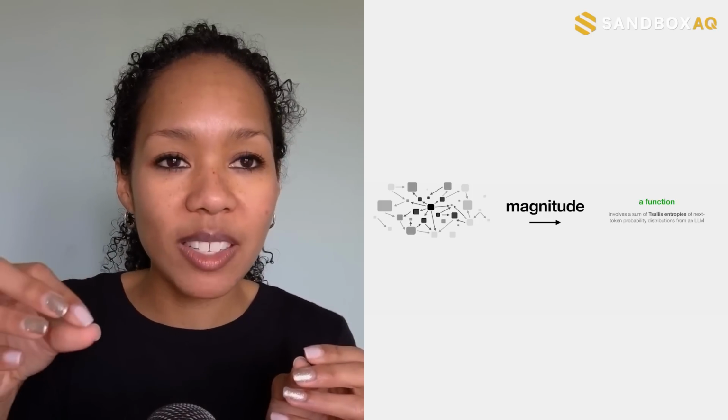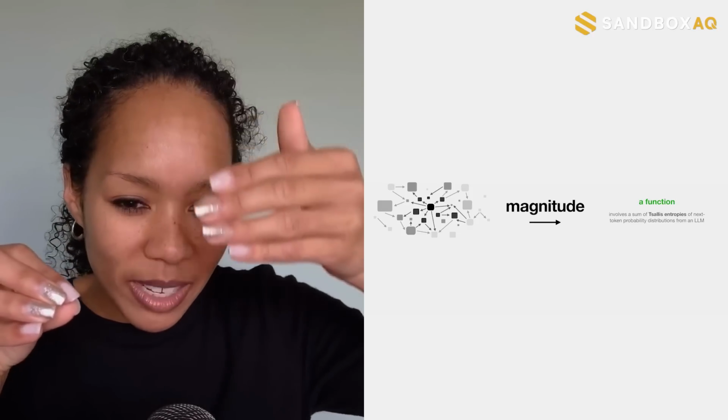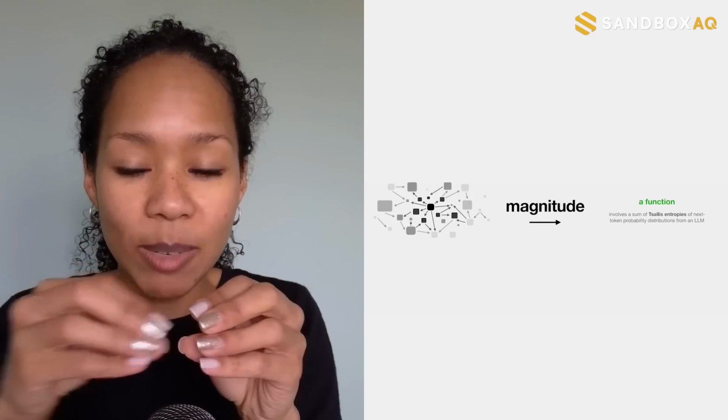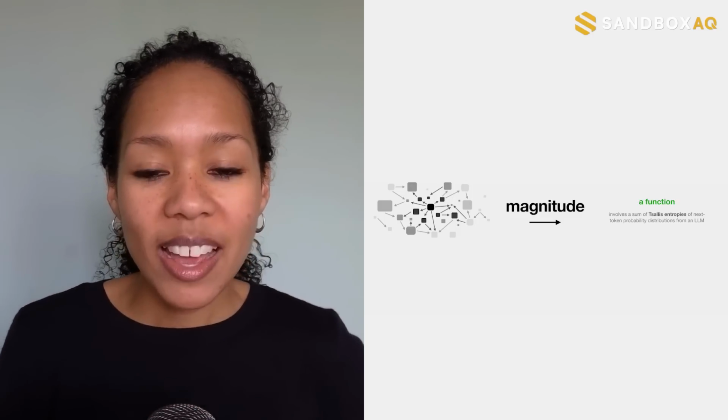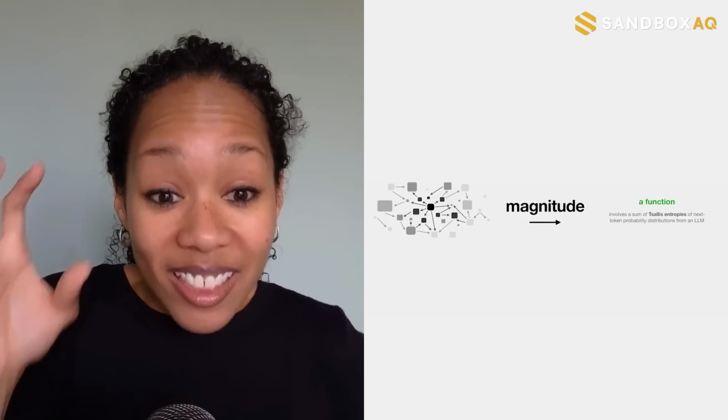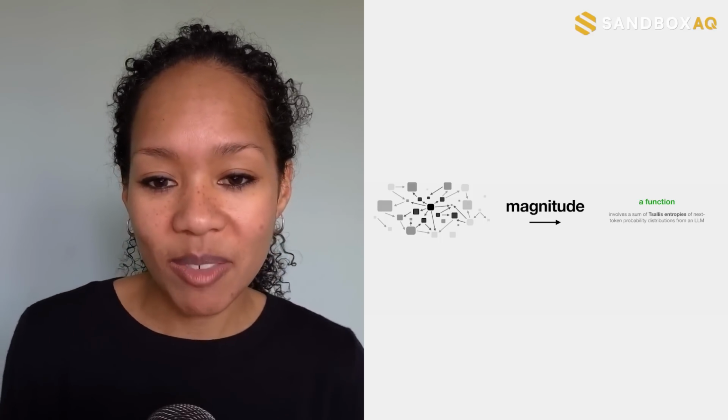So if I input some string or some symbol into my language model, I get a probability distribution on the token set. It samples from that distribution. I tack that onto my string, and then I kind of feed it in. So these probability distributions associated to inputs, you can compute the Tsallis entropy of each distribution. And then if you add them all up, and then you add on another number at the end, which I won't get into here, this ends up being the magnitude function of our category.